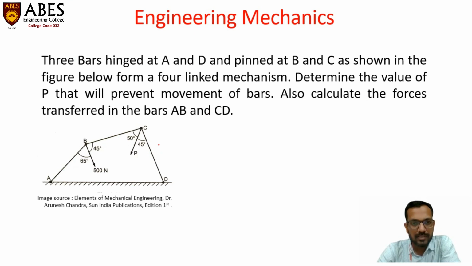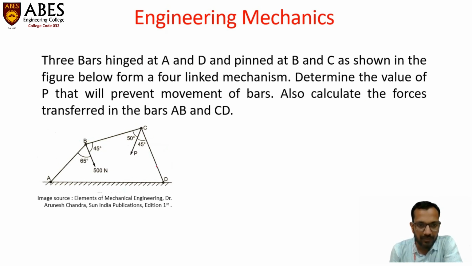So students, this is the problem which we are going to discuss here in this video lecture. Three bars hinged at A and B and pinned at B and C, as shown in the figure below, form a 4-linked mechanism. Determine the value of the force P that will prevent movement of the bars. Also calculate the forces transferred in the bars AB and BC. So this is the problem.